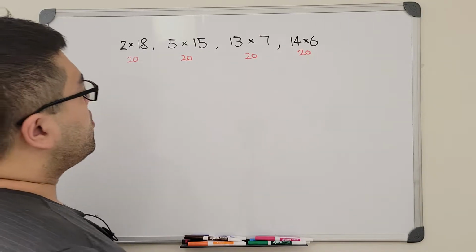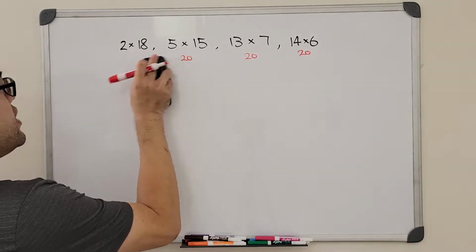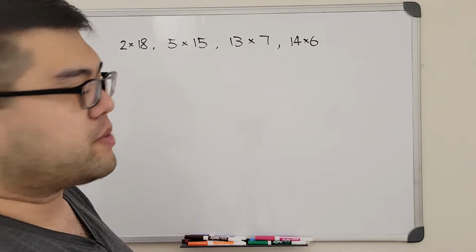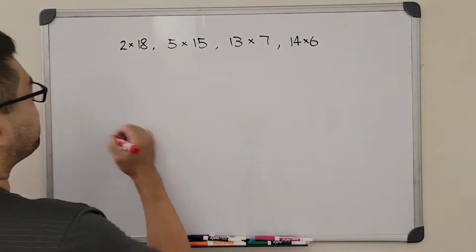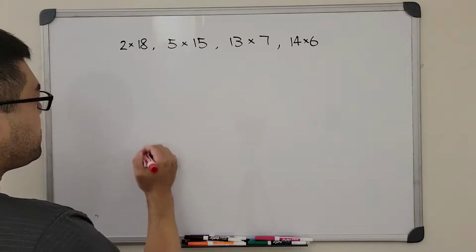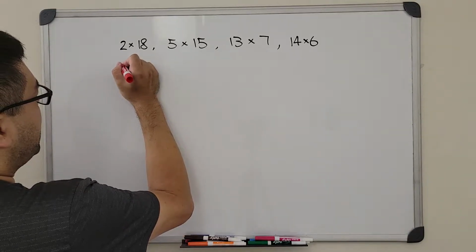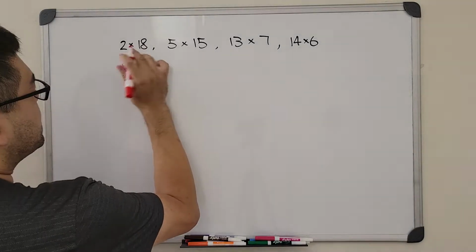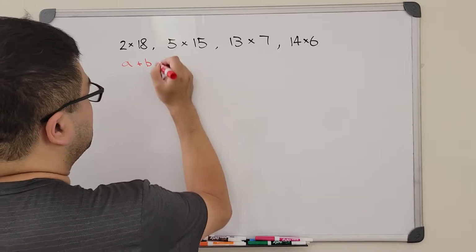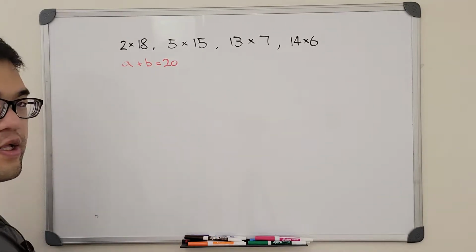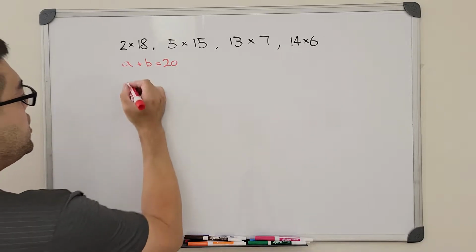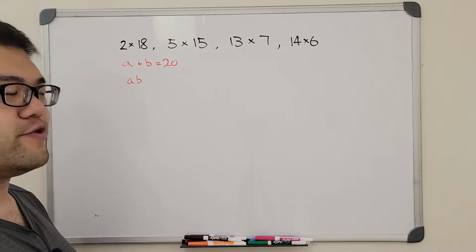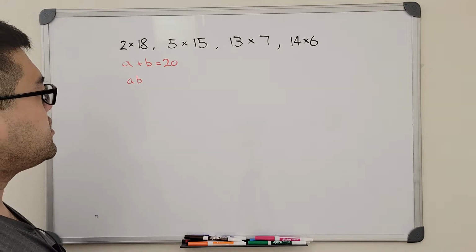How does that help? Well, here we can think of it as a geometry problem or a high school algebra problem, which is: suppose we have 2 values, a and b, and we know that their sum is the same. In this case, they're all equal to 20. Then we want to find out which a times b, among the options that we have, will give us the biggest value. How do we do that?